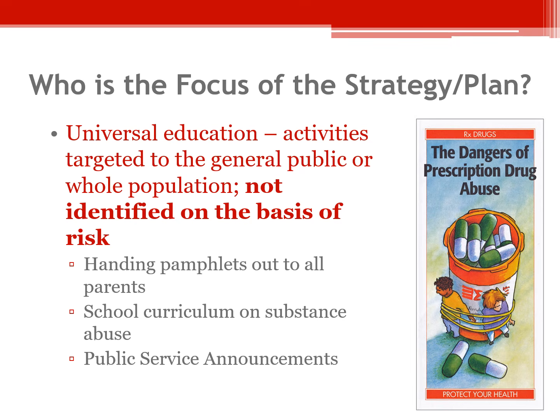Examples of this would be handing pamphlets out to all parents and caregivers at a school assembly, such as the pamphlet shown here, The Dangers of Prescription Drug Abuse. A school curriculum on substance abuse that everybody has to take, where people aren't diverted into this curriculum based on known or suspected substance abuse instances with the child or with the family of the child. And then also public service announcements. Now, public service announcements can be somewhat targeted depending on what time of day and what programs on which they air, but for the most part, with a public service announcement, it's educational information for just about anybody.